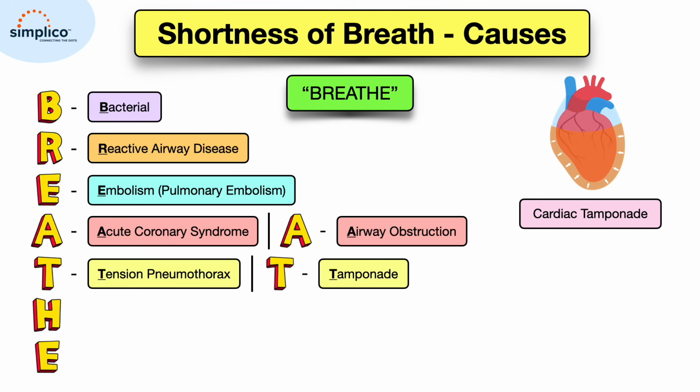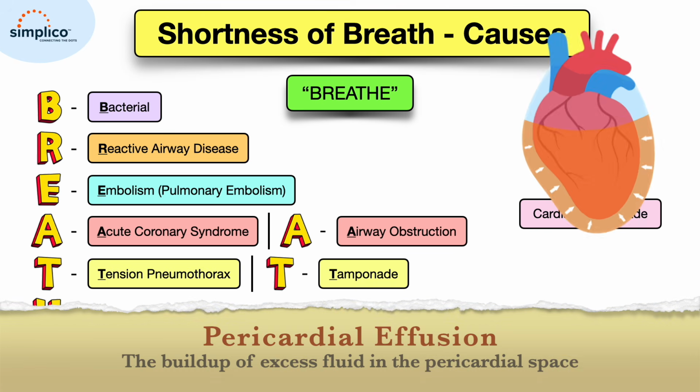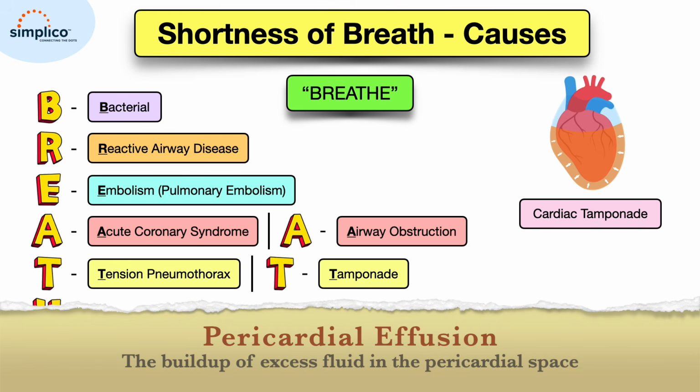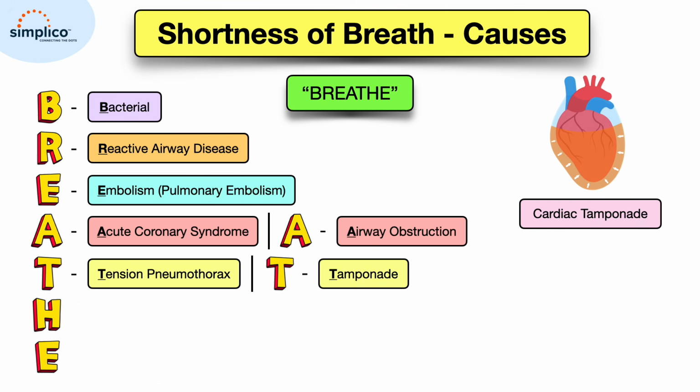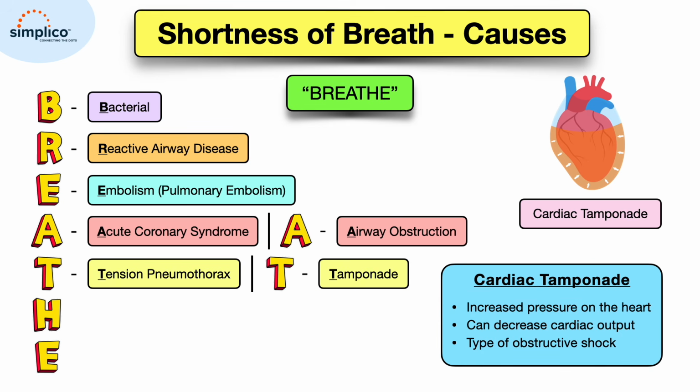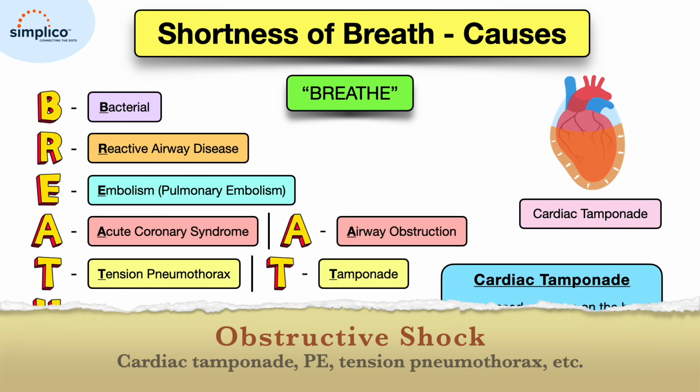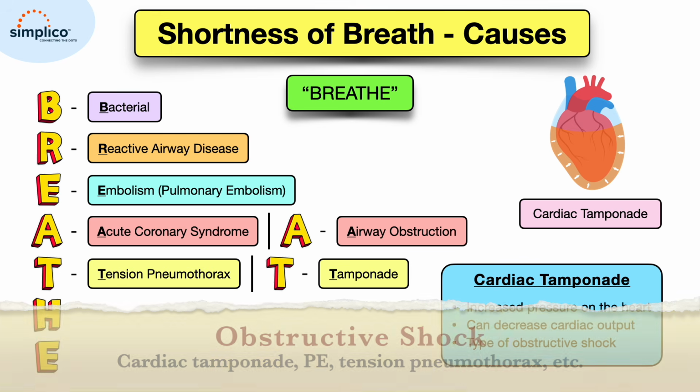This will help you think of both cardiac tamponade and pericardial effusion. Remember, a pericardial effusion is when fluid builds up in the pericardial space around the heart, and then tamponade physiology occurs when that fluid builds up so much that it puts pressure on the heart and disrupts the normal pumping function of the heart, and this can decrease cardiac output. This is a type of obstructive shock. Of note, both pulmonary embolism and a tension pneumothorax are also types of obstructive shock.